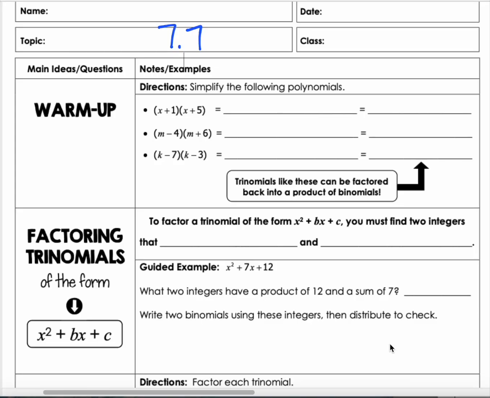Welcome back to Unit 7. This is going to be 7.7. And today we're going to be looking at factoring trinomials.